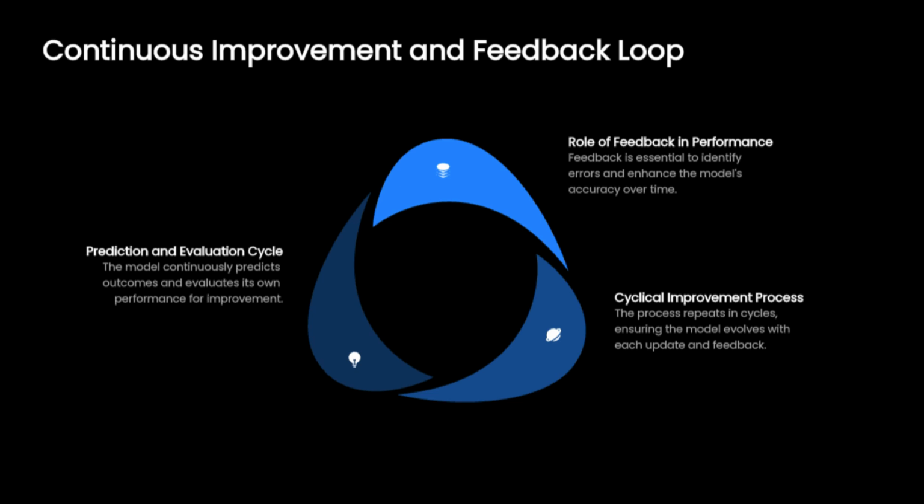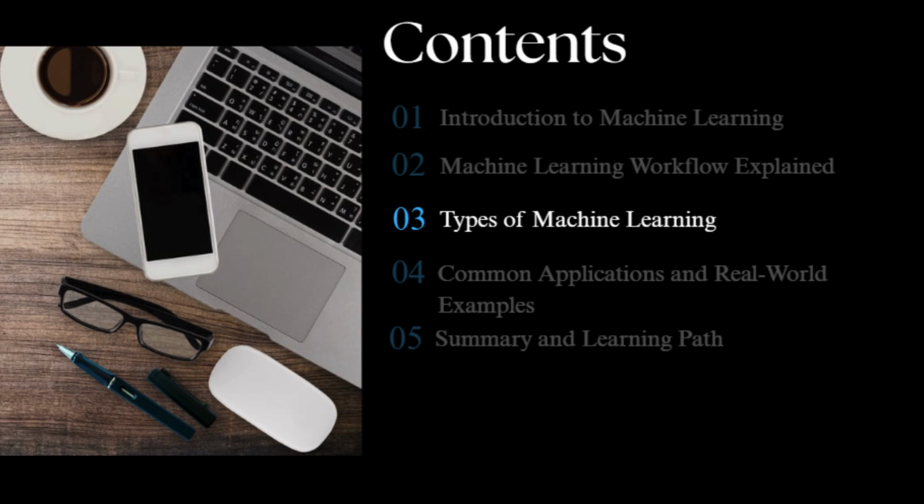This leads to a cyclical improvement process. The model is retrained with new data, updated feedback, and refined parameters. This cycle repeats continuously, ensuring the model evolves and adapts as data patterns change. In simple terms, machine learning systems learn not just once, but repeatedly, becoming smarter, more accurate, and more efficient with every cycle. In this section, we will explore the three main types of machine learning based on how models learn from data.